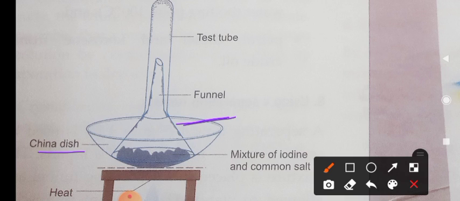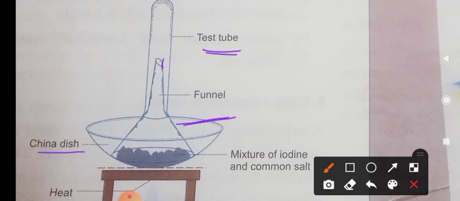The funnel's mouth is covered with a test tube, and the outlet of the funnel is loosely plugged with cotton. Okay, so it is not fully tightly closed, loosely closed with the cotton.